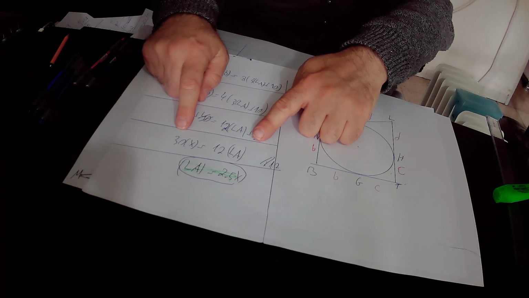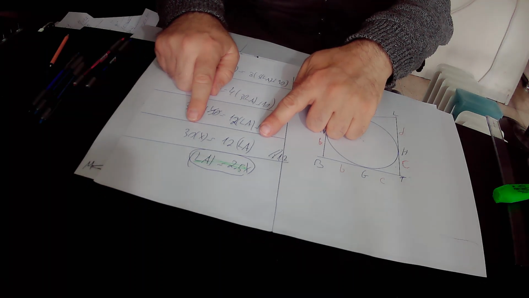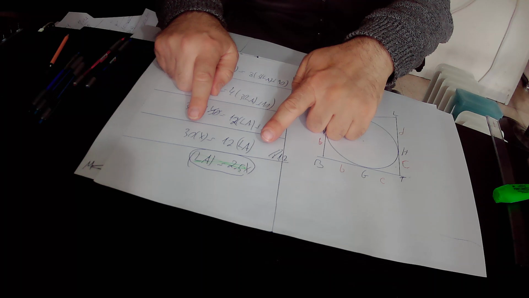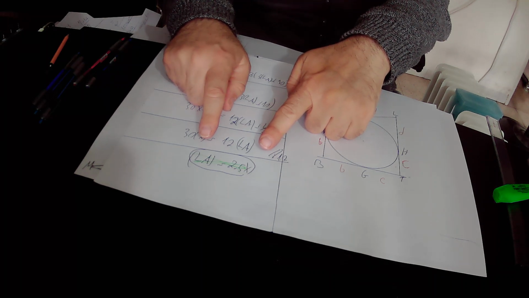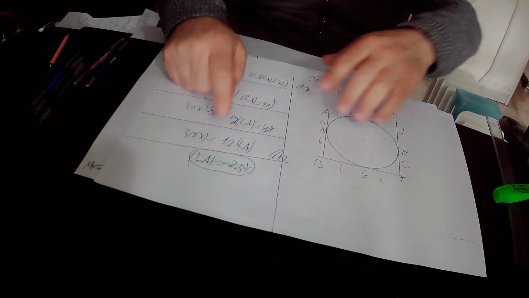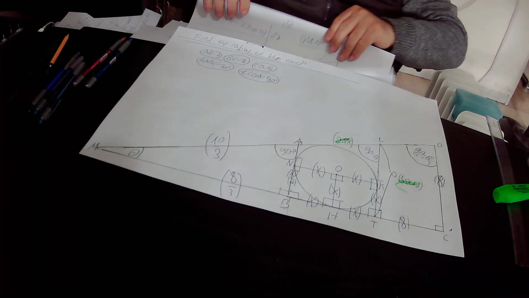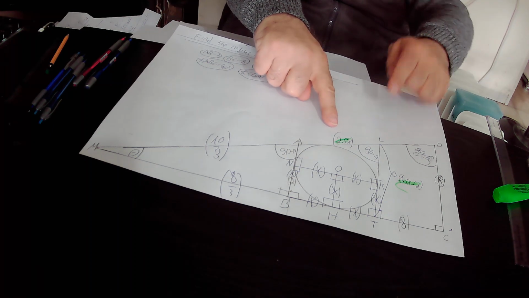Here we divided this equation by 12 and finally found that LA equals 30x over 12. 30x over 12 is 2.5x. So in conclusion, the length of line segment LA is 2.5x. Here, the length of this line segment LA is 2.5x.